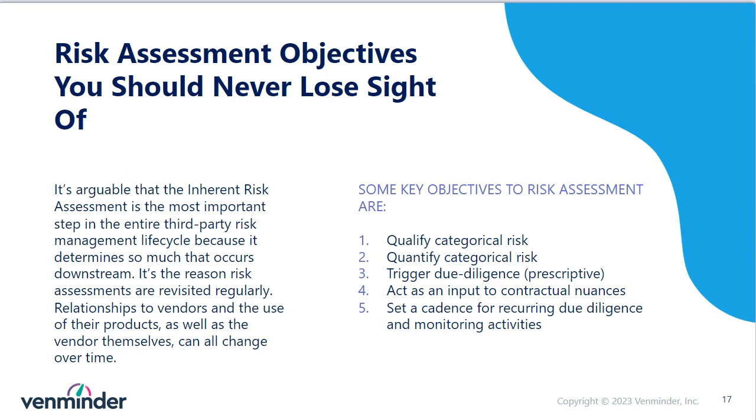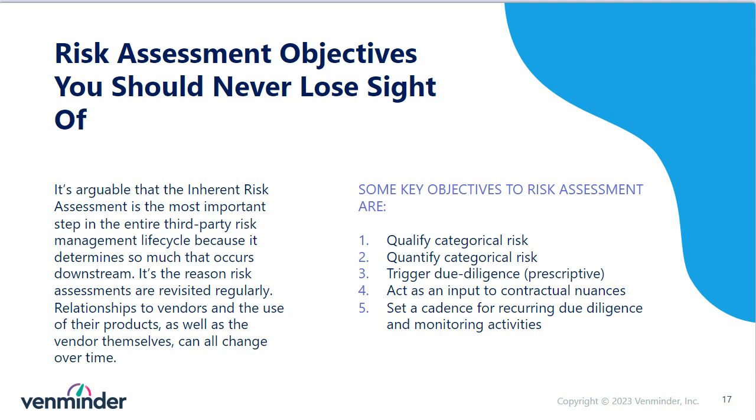Well, before we move on to due diligence, I want to talk about the key objectives of risk assessment and making sure we never lose sight of this. It's arguable that inherent risk assessment is the most important area of the entire third-party risk management lifecycle because it informs everything that comes after it in terms of what activity you're doing and how frequently you're doing it. So ensuring that you're qualifying the categorical risks, in other words, what risks are present, and quantifying them. So to what extent are there those business continuity or cyber risks?